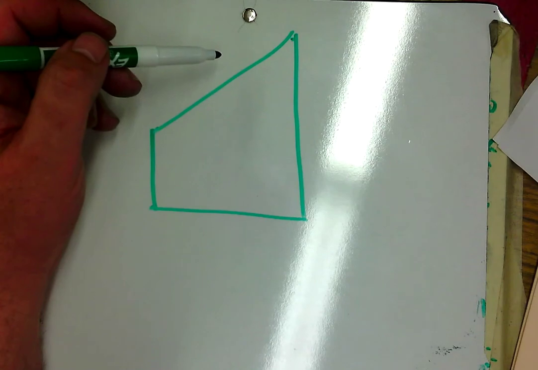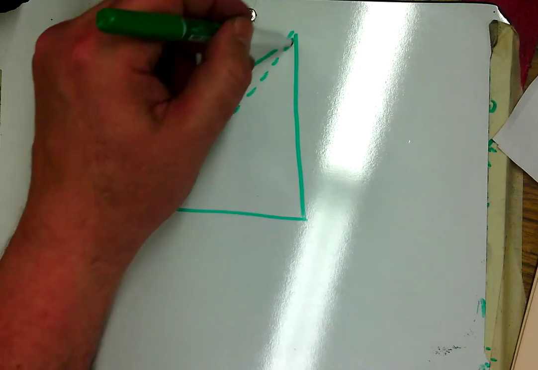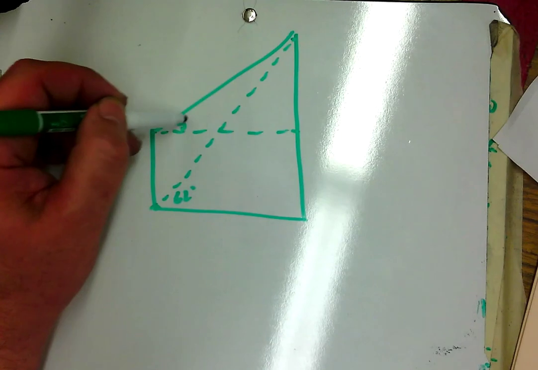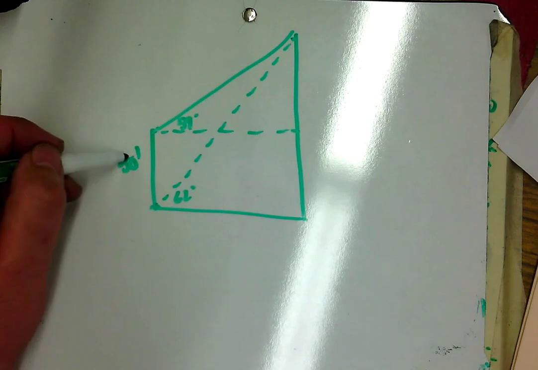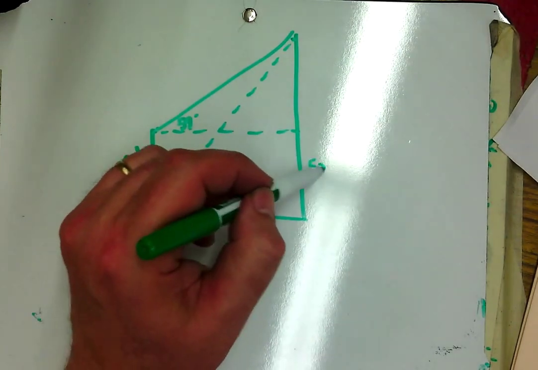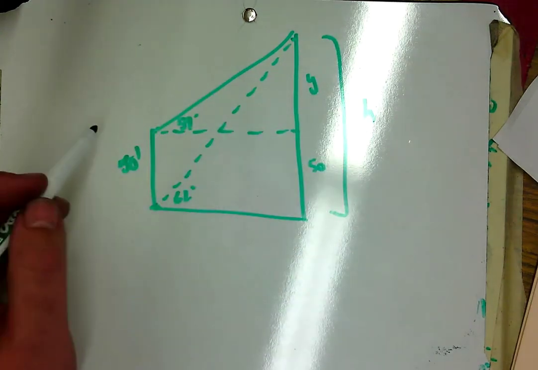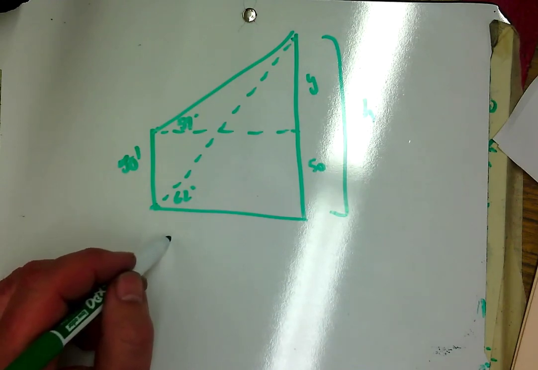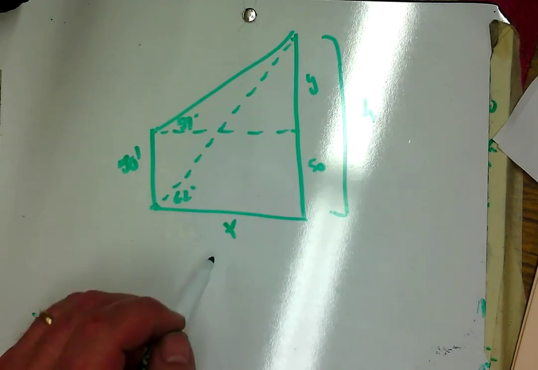Standing across the street, you look up at 62 degrees from the ground to the top of the building. So this is 62 degrees, and this is 59 degrees. There's a 50-foot section of the building. So this is 50. We don't know what that is. We're looking for the height of the building. We don't know how wide the street is. I guess that's x.